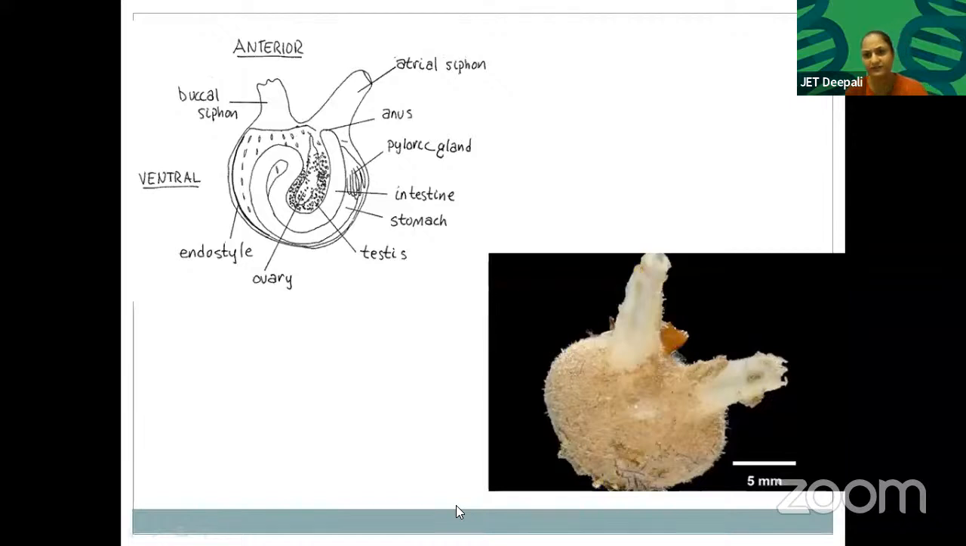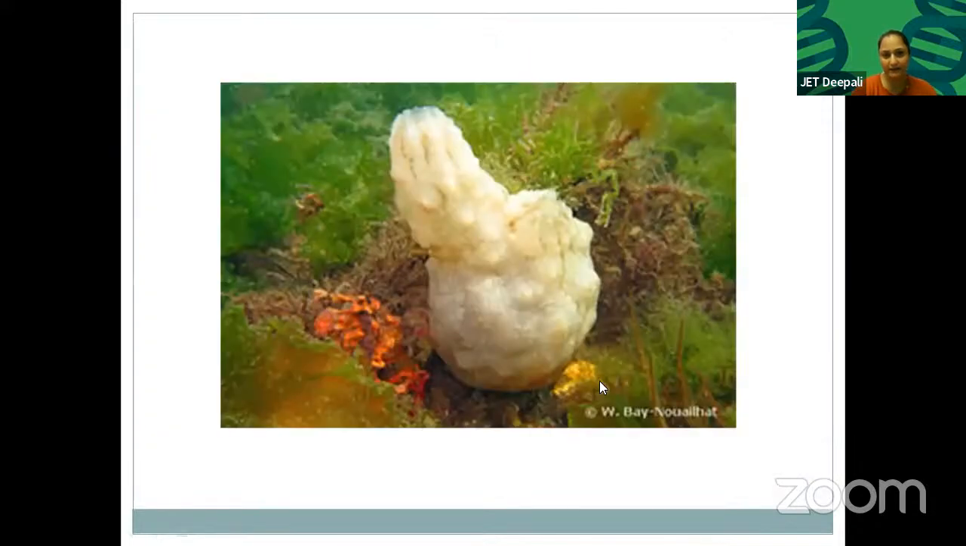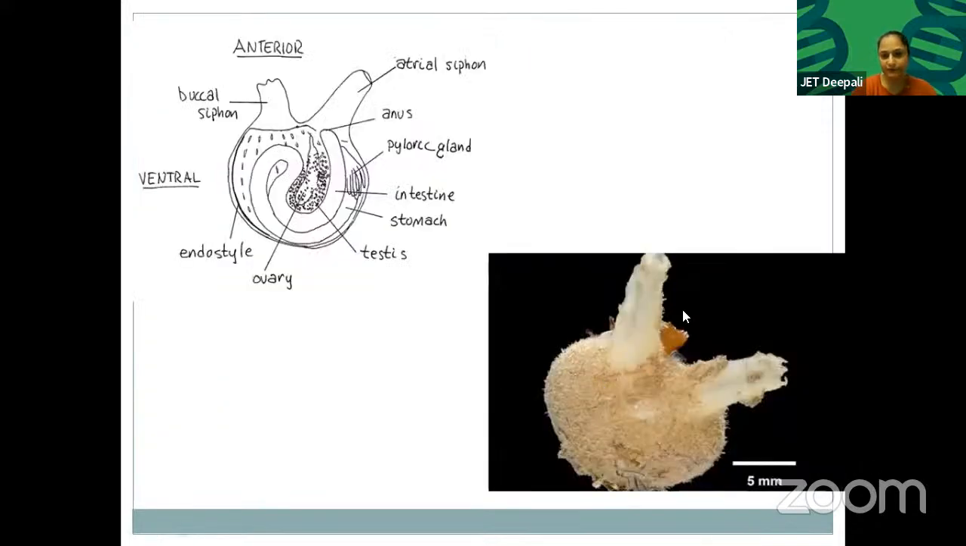Test, you all know, the tunicate test is a thick cuticle over their body. This is called Molgula. Molgula. Okay, see here: buccal siphon, atrial siphon, anus. This is the ventral part. Testes, ovaries, endostyle, intestine, stomach, pyloric gland for excretion. And this is the anus. You can see that this is the beautiful image of Molgula.